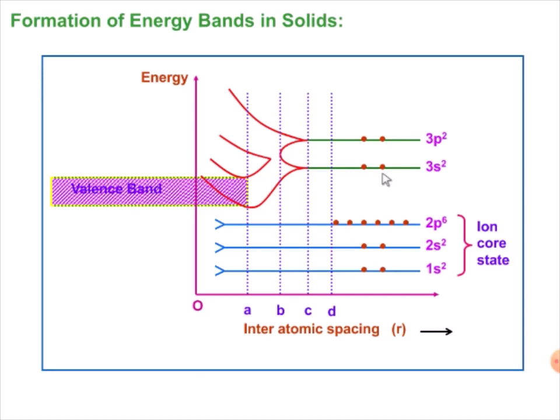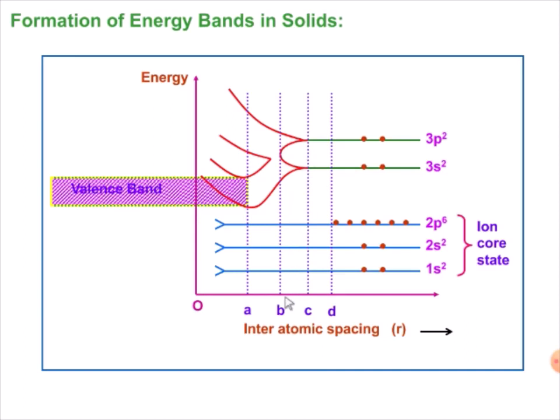So when the interatomic spacing, this distance r, is equal to C, let's see what happens. The outermost shells 3s2 and 3p2 of neighboring silicon atoms become appreciable at this point. As a result, the energy of the electrons corresponding to the 3s and 3p levels of the atoms start changing. Changing what? The splitting of the energy levels commences, whereas there is no change in the energy levels of the inner ion core shells.